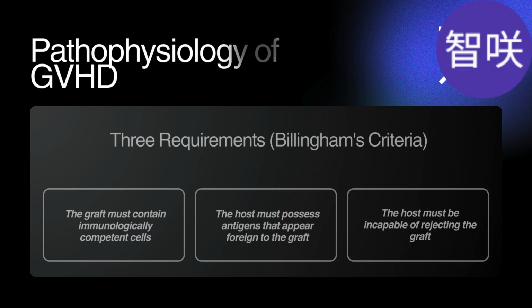Next, we will explain the three requirements known as Billingham's criteria. First, the graft must contain immunologically competent T cells. Second, the host must possess antigens that appear foreign to the graft. Third, the host must be incapable of rejecting the graft. In short, GVHD occurs when the donor's immune cells are viable, the recipient is recognized as foreign, and the recipient is unable to fight back.